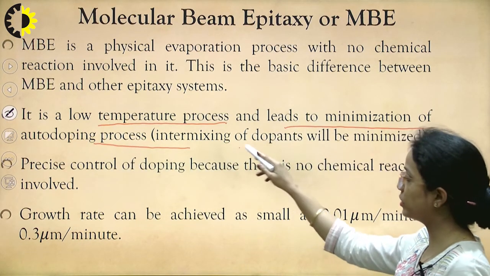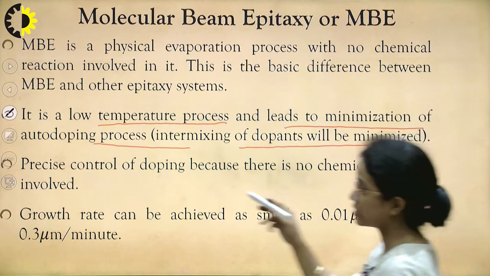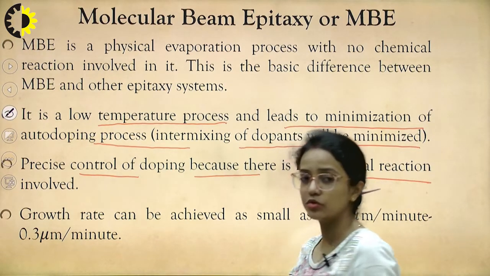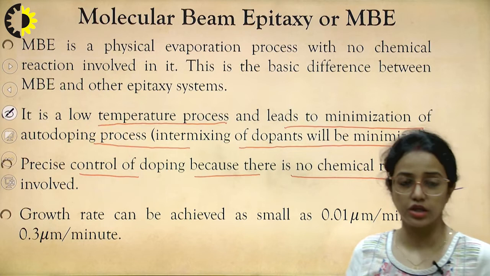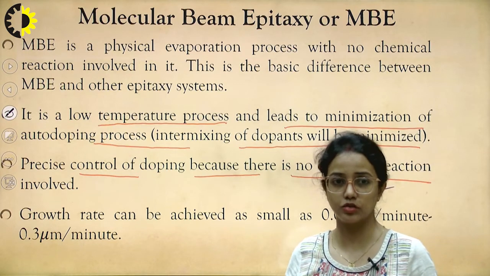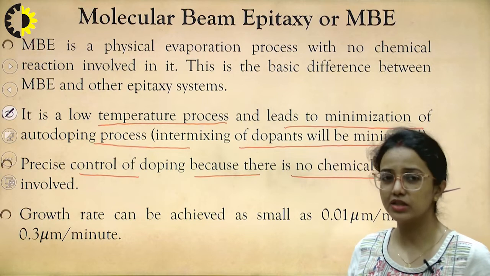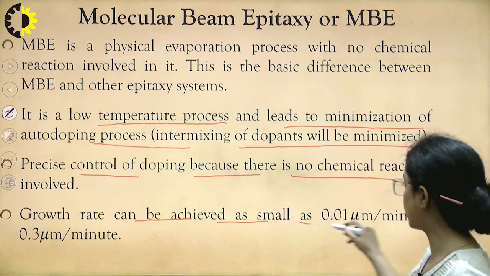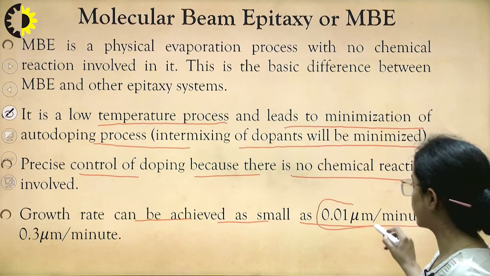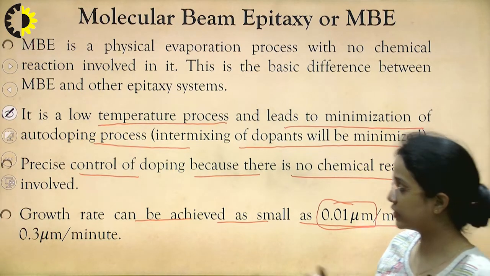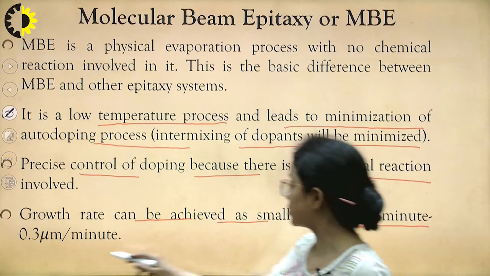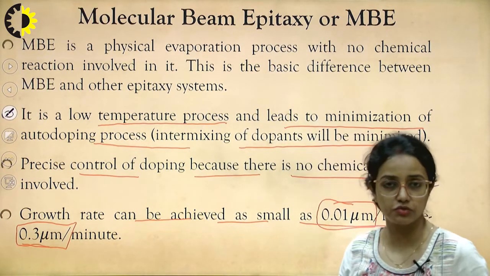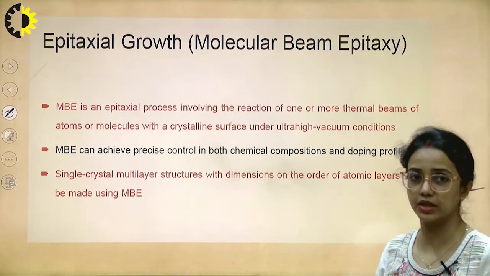So it avoids intermixing of dopants, and it has precise control on doping because there is no chemical reaction. What amount of growth you want, and what doping concentration you want, you can very easily monitor and control. The growth rate can be as small as 0.01 microns per minute, and it ranges up to 0.3 micron per minute. So that is the growth rate we see from molecular beam epitaxy.